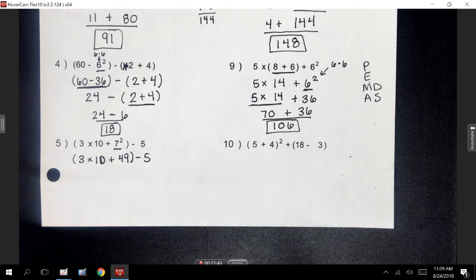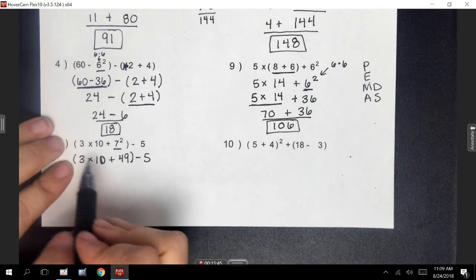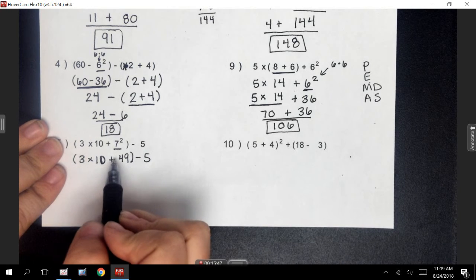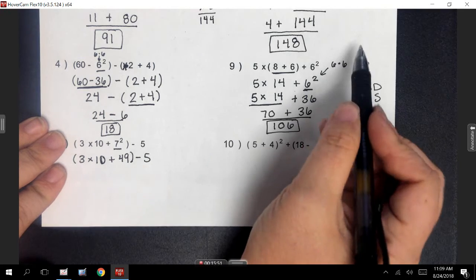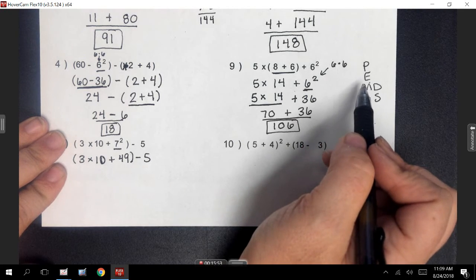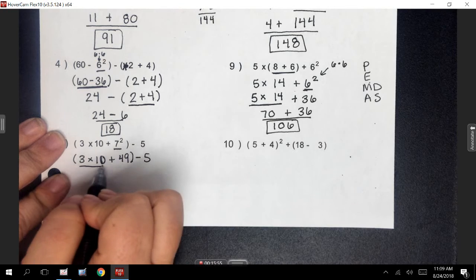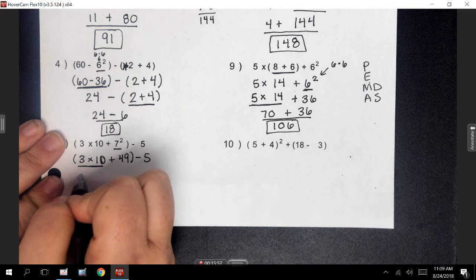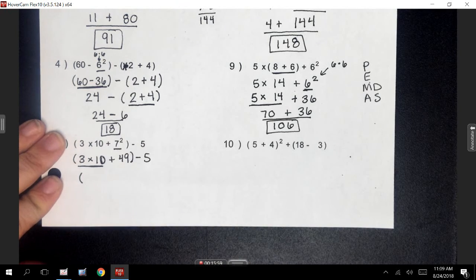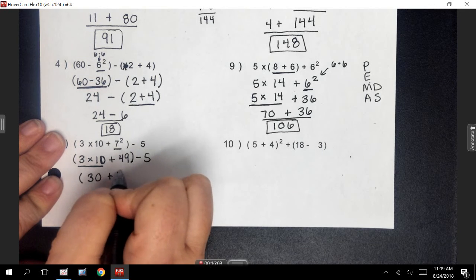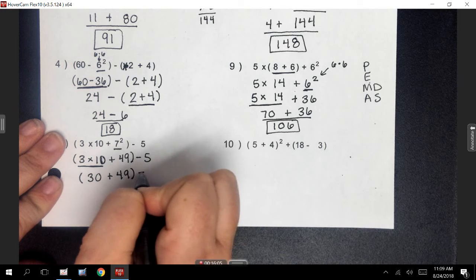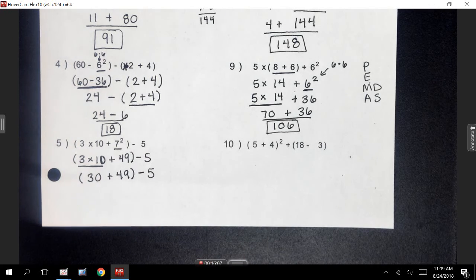All right, I still have parentheses, so let's look inside. I have a multiplication and I have an addition. My order of operations says to multiply first. So I'm going to do 3 times 10. It's not the only thing in the parentheses, so I've got to keep writing them. That gives me 30 plus 49 inside the parentheses minus 5.